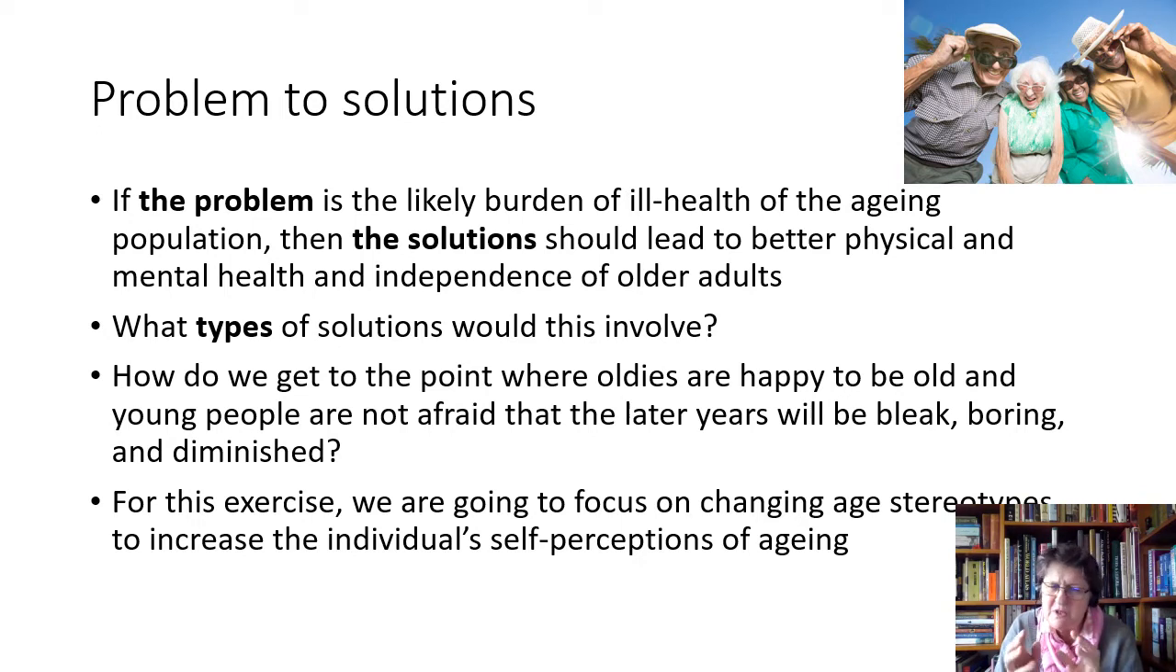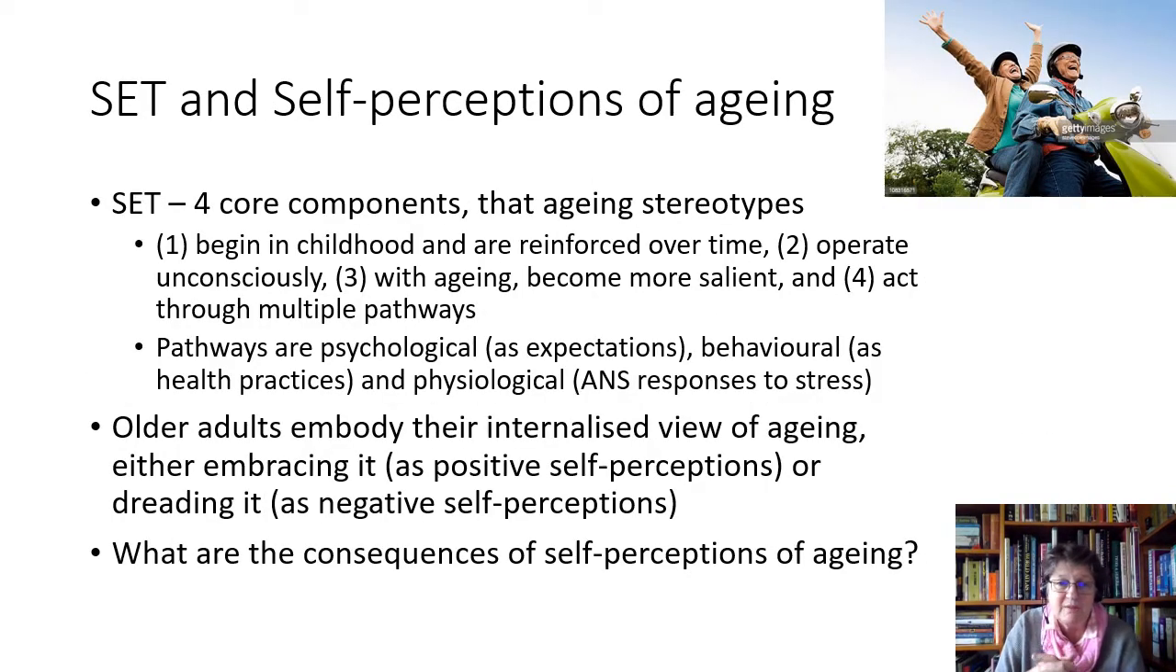So what types of solutions would that involve? And how do we, in the end, get to the point where olders are happy to be old, and young people are not afraid of the later years, that this is going to be bleak and boring and diminished. So the solution we're trying to get at here is we're going to focus on changing age stereotypes to increase the individual's self-perceptions of aging. Now, why, I can hear you ask, why should that be so?